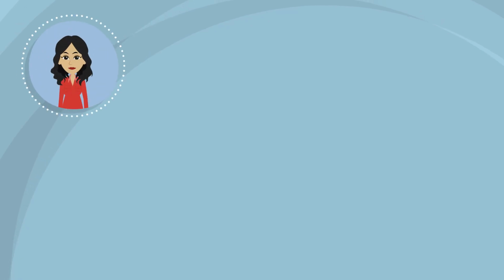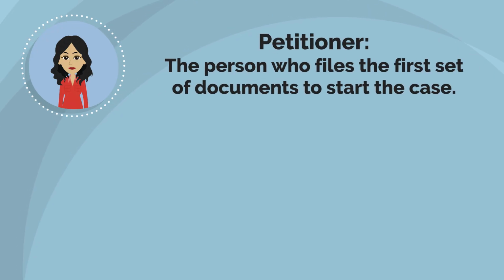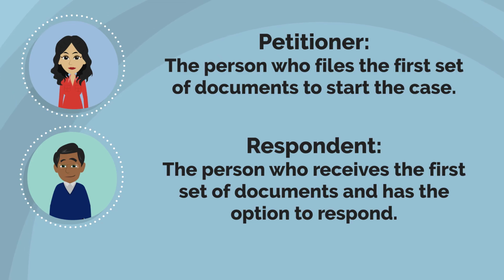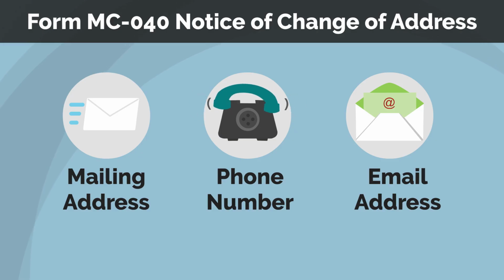The person who files the first documents to start the case will always be called the petitioner, and the other person will always be called the respondent. These titles will not change for the lifetime of the case. If you file documents into the same case in the future, you will have the same title as when the case was first filed. It is important to keep your contact information updated with the court.